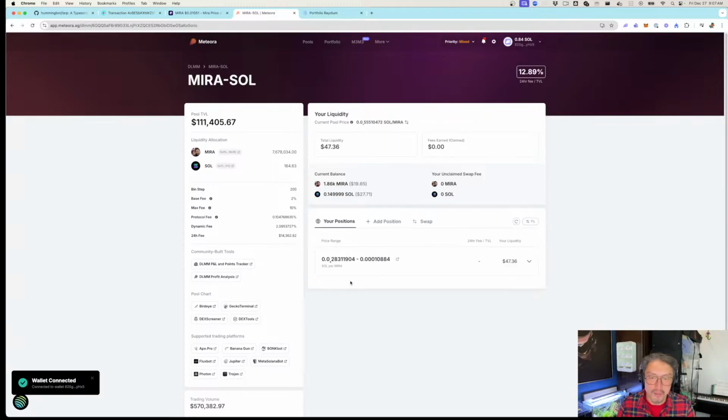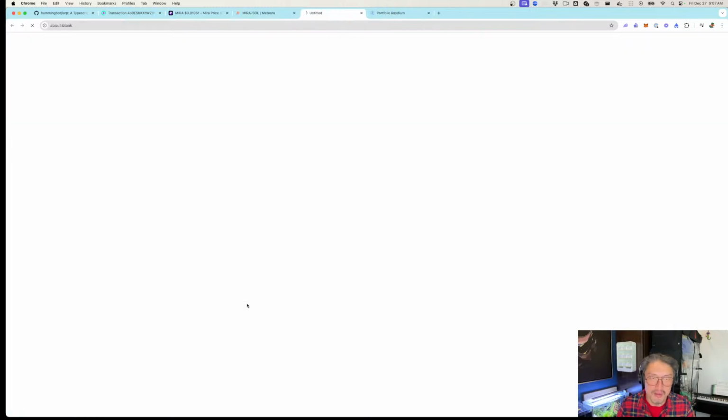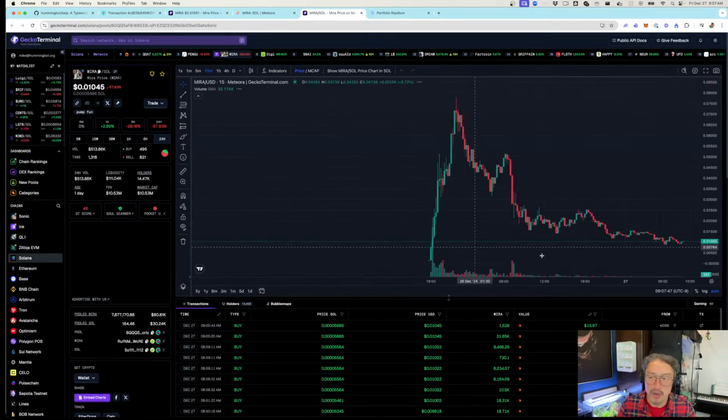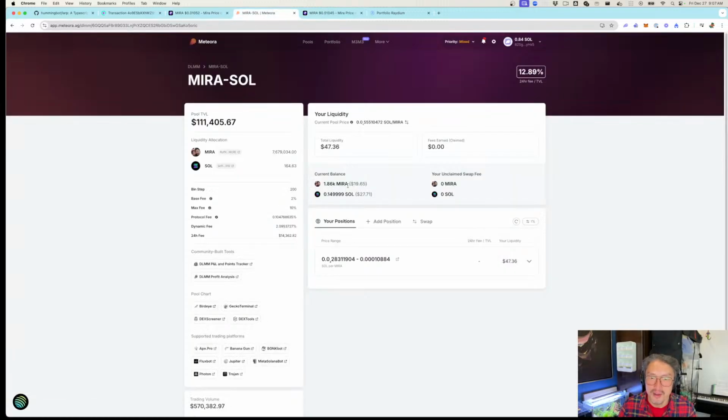No fees yet, but hopefully over time we can see the Gecko terminal for this. As more and more people are trading Meteora, hopefully our pool gets used, and this 18K, 68,000 Meteora, and this SOL gets converted back and forth, and we'll be earning 2% on every trade.